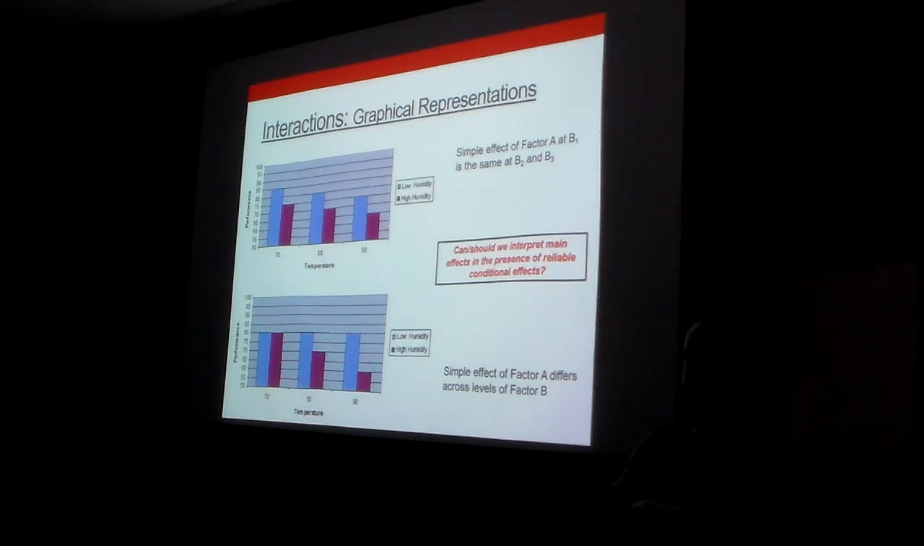Laura says maybe. I'm kind of with you, maybe. It sort of depends. Some people are often taught that you never interpret main effects in the presence of an interaction. Generally, it's probably a decent rule to follow, because if I'm looking at this right here, Amanda, and you ask, what's the impact of humidity on performance? I say, you perform better in low humidity than high humidity.